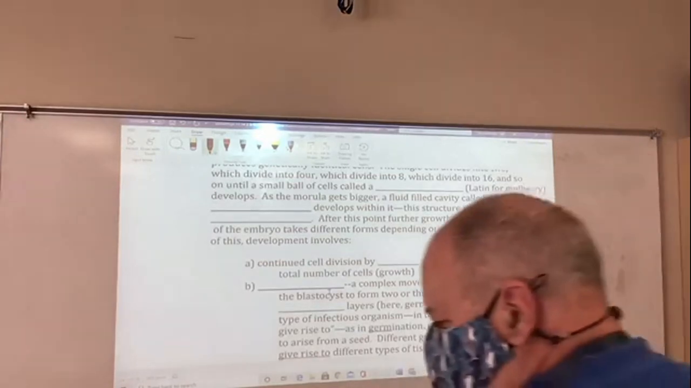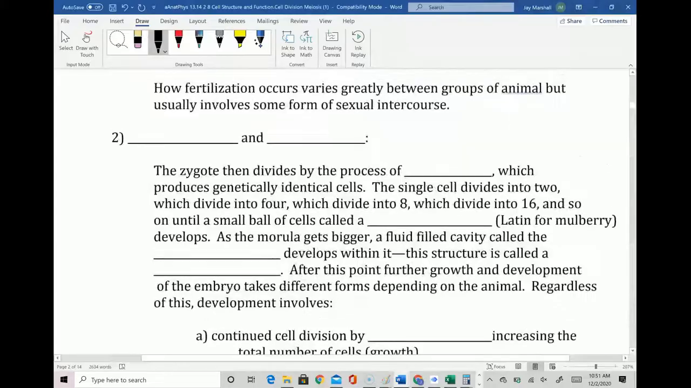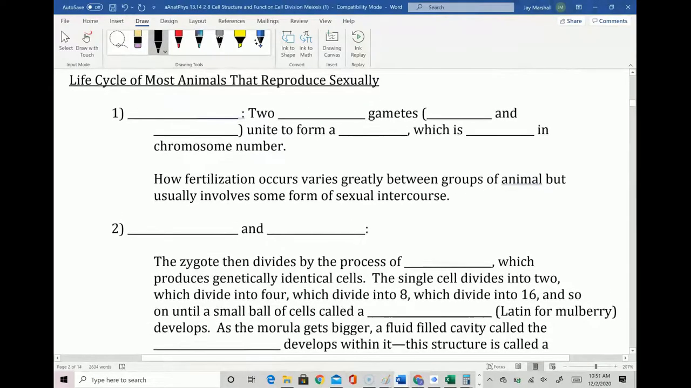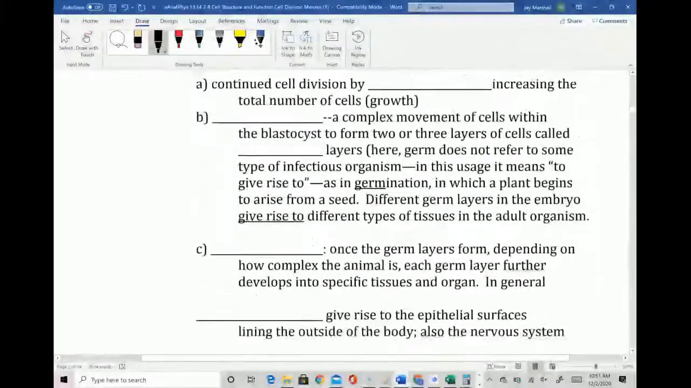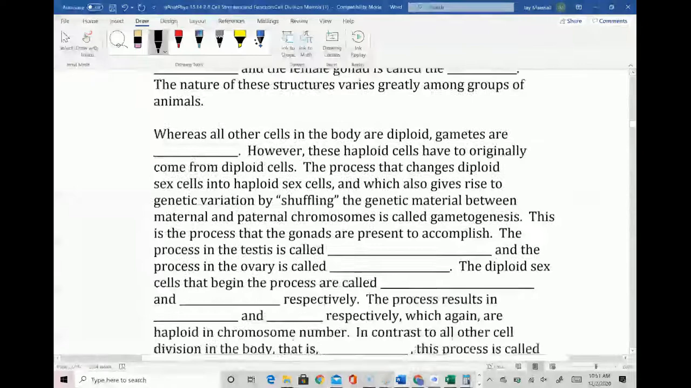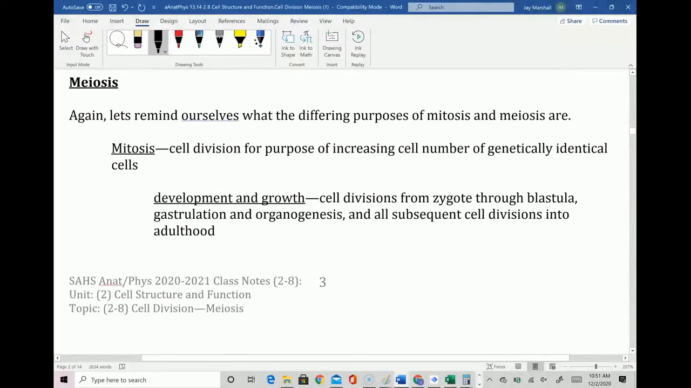So we had gotten to page 4. Again, remember, I told you that we covered this part of it, the life cycle in most animals that reproduce sexually. We covered that part of it in a previous discussion, so that part of it we aren't doing. That was on page 2 and part of page 3. And we had gotten down to the bottom of page 3 to where we're going to start talking about meiosis.